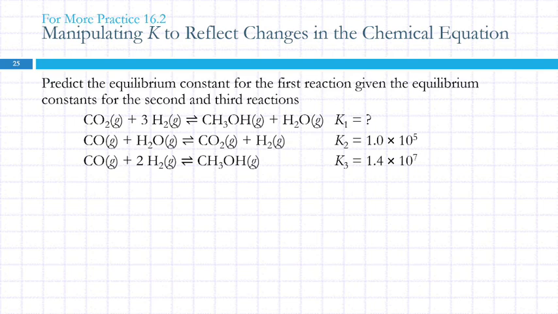More practice. Predict the equilibrium constant for the first reaction given the equilibrium constants for the second and third. So, like with Hess's law, we want to look at these two equations and see how we can combine these to get that. There's different ways to do this. What I like to do with Hess's law is use a highlighter to help me keep track of all these different things.